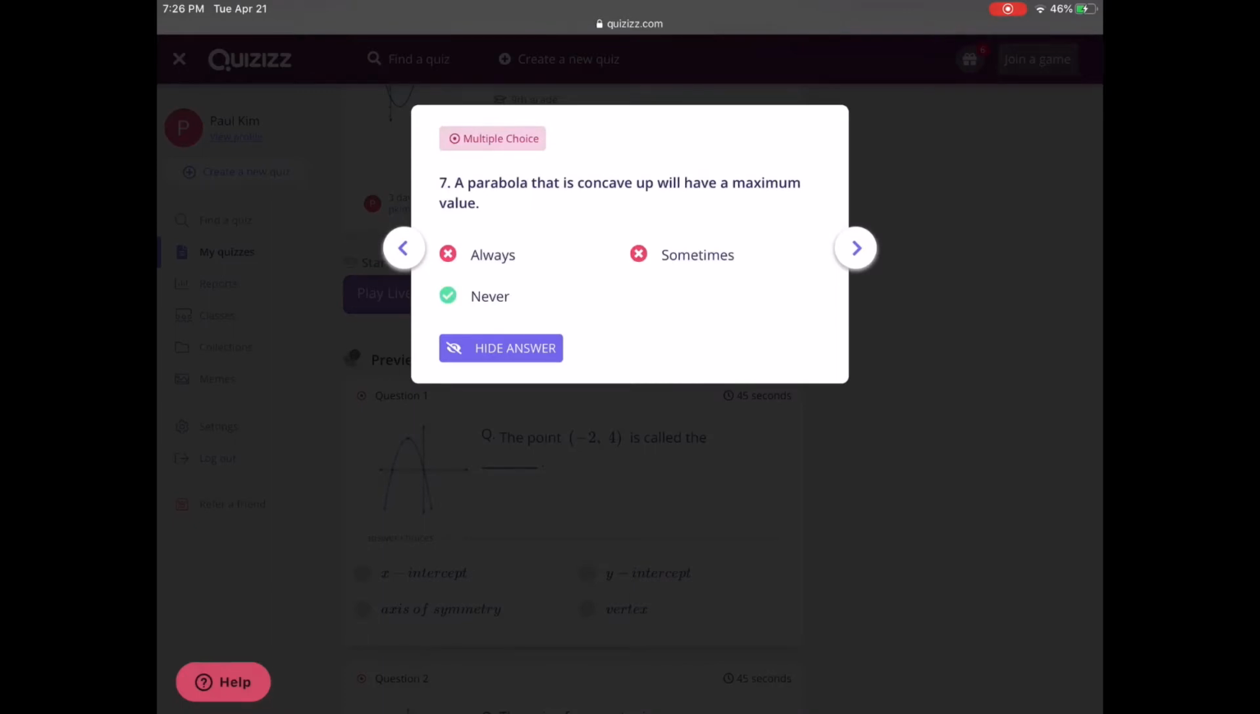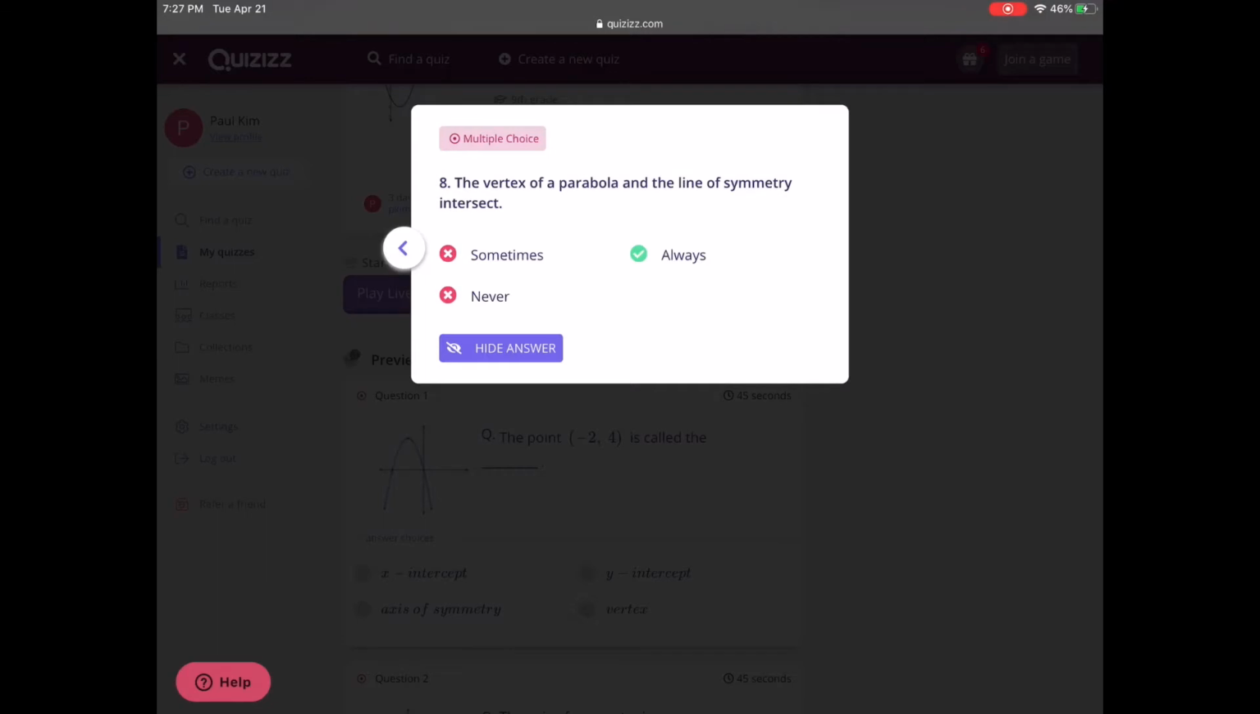A parabola that is concave up will have a maximum value. That is never true, right? A concave up parabola will always have a minimum value, right? The vertex will be at the very bottom of the parabola. The vertex of a parabola and the line of symmetry intersect. Always, that's always true. Right? They always hit each other. The vertex is right in the middle of the x-intercepts, as is the axis of symmetry, okay?